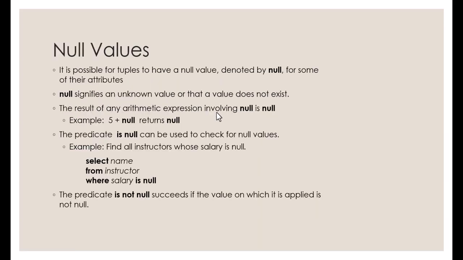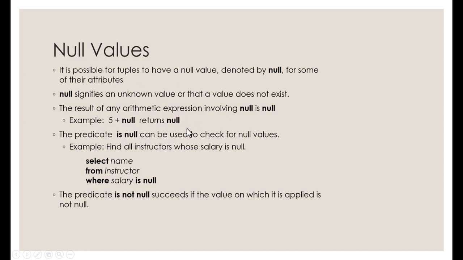Okay, so it is possible for some of these tuples to have no value. The value is not really none, we just don't know it. So we can denote it using null. Okay, just missing information. So this signifies that it's an unknown value, or this value simply does not exist. We don't have that information. Okay, so the result of any arithmetic expression involving null is null. So 5 plus null is null, 5 minus null is null. Anything involving null in an arithmetic expression will give you null.